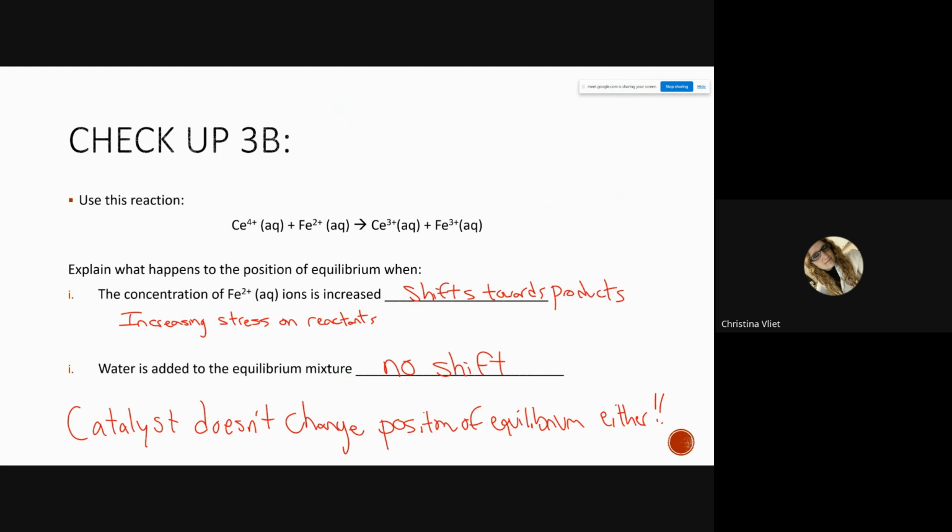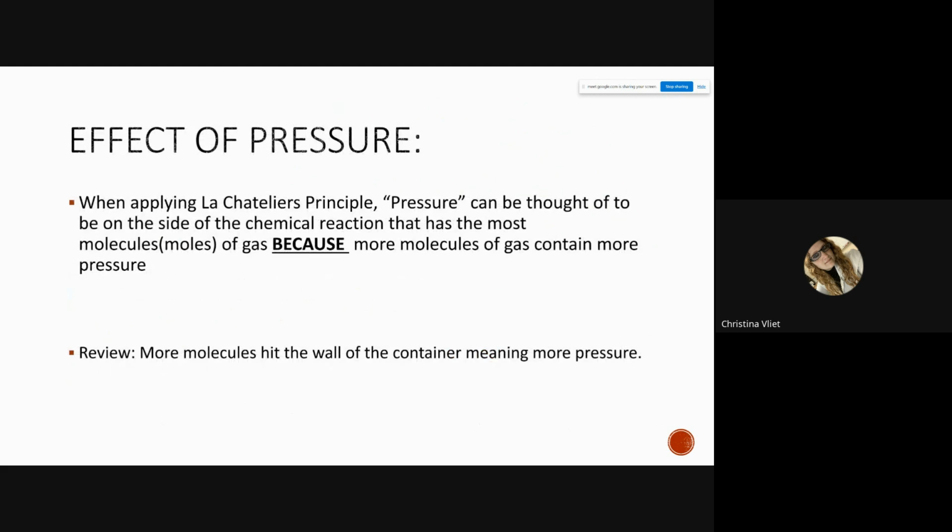All right, we got a couple more here before we continue. You're going to see next, we're going to talk about the effect of pressure and the effect of temperature. Pressure is easier to analyze than temperature. I would say that concentration is the easiest to analyze, so we did that one first. I always like to do the easiest thing and then ascend in difficulty as we go along. So, pressure.